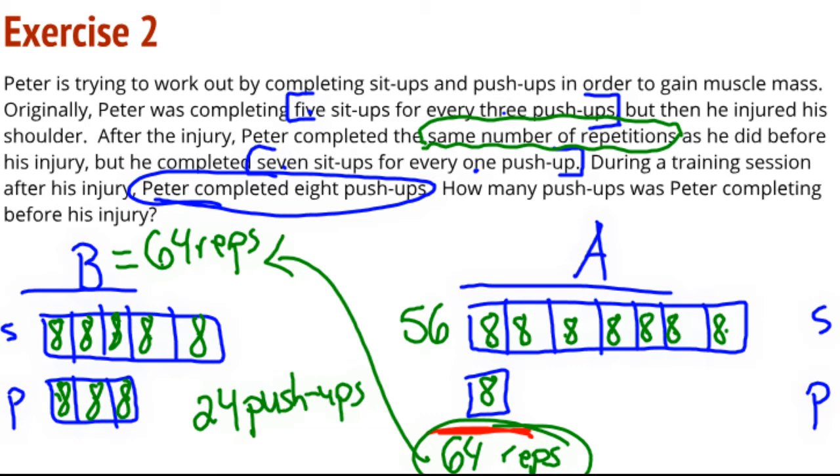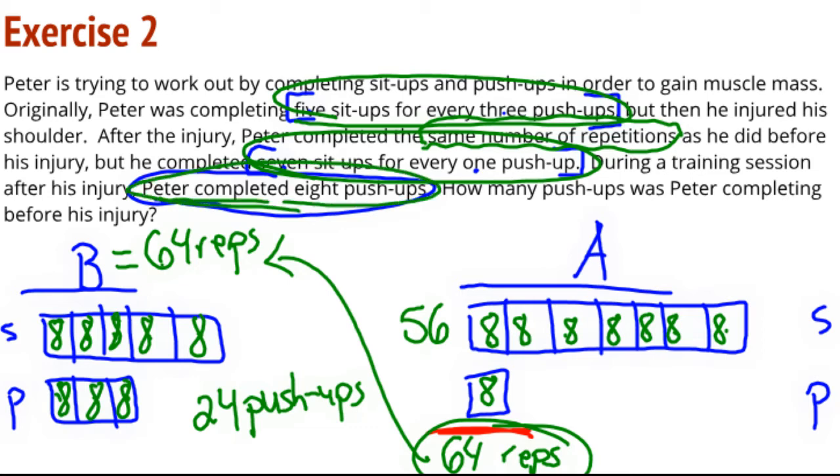So some things I want to point out before I move on to the next one here. I read the problem, identifying the ratios. I tape diagrammed each of my ratios. I read for the information that I could put into my tape diagram.